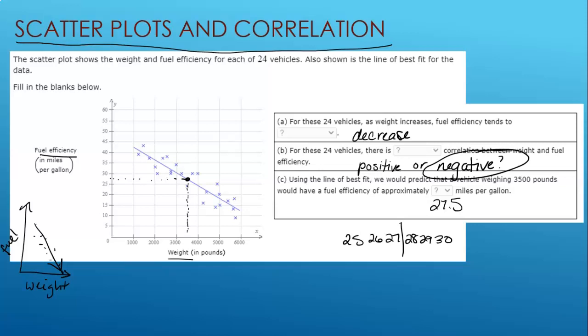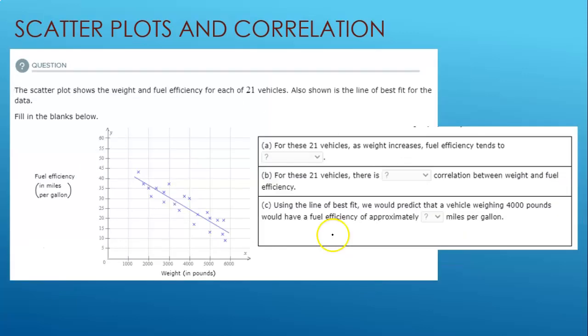This isn't perfect. You're not going to go out and find a 3,500 pound truck that has exactly 27.5 miles per gallon, but it should be pretty close to that. All right, you pause the video, see if you can answer these questions on your own.